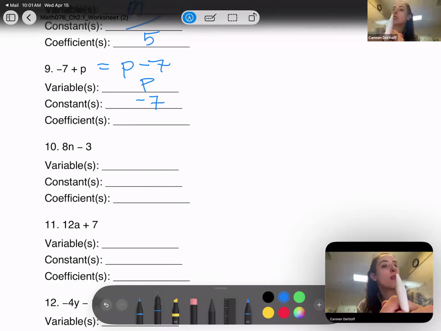Coefficients, again, I've got p, and I don't have any number in front of p, but there is a number, because how many p's do I have? I only have one p.